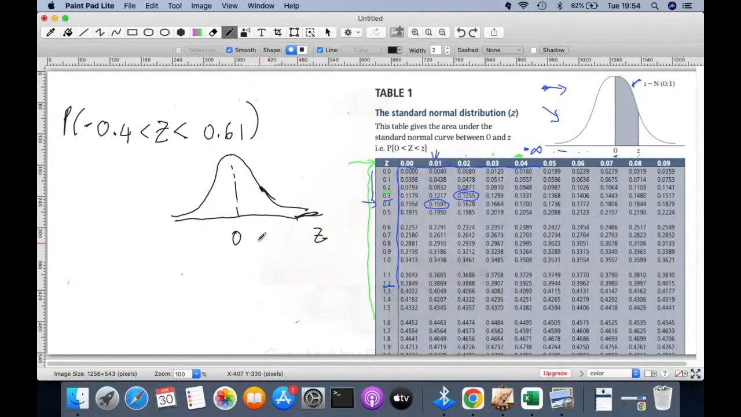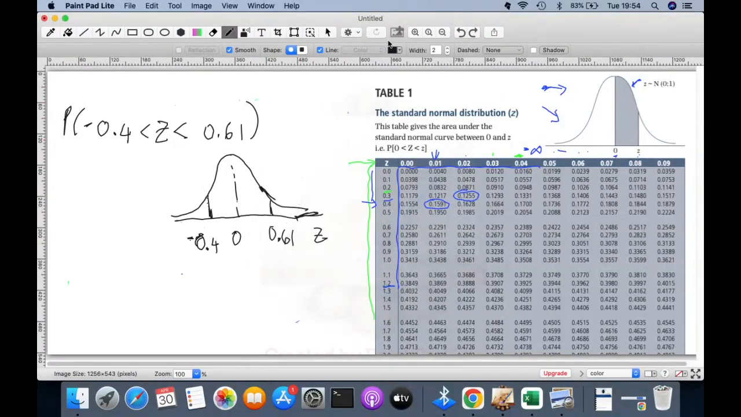So we're asked to work out the area from negative 0.4. Remember, negative values are on the left of 0, so let's put it here. It doesn't have to be accurate, it just needs to be a rough sketch. So there's negative 0.4, and then on the right, the upper limit is positive 0.61.